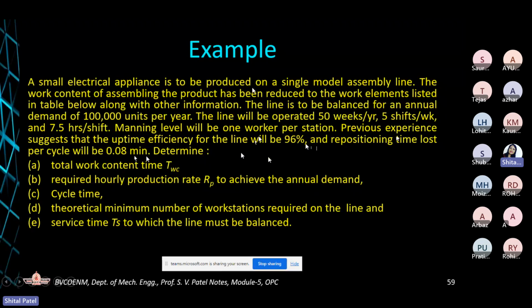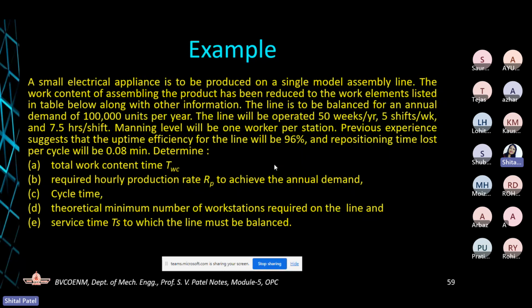will be 0.08 minute. It means that whenever one cycle is completed, before proceeding to the next cycle, for the setting up of all the machines as well as the job, we require 0.08 minutes. So this 0.08 minute is not going to be considered in the manufacturing time. So now this much data we have, along with the table, which is in the next slide.